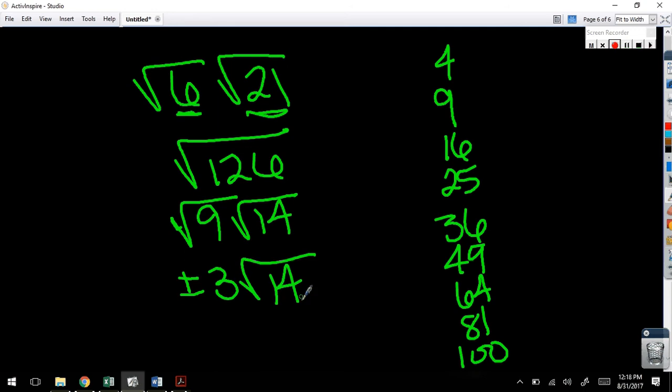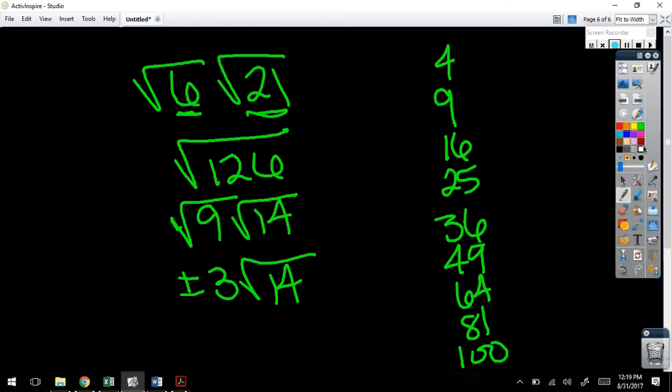Does that make sense to everybody, simplifying radicals? Yeah, sure. What about, let's change it around to a fraction.